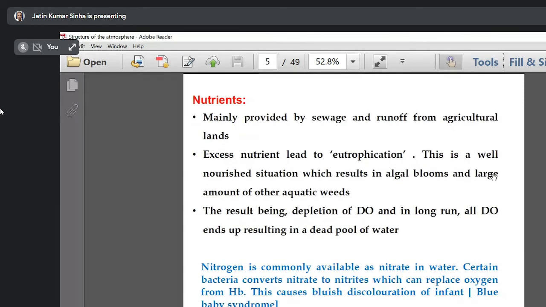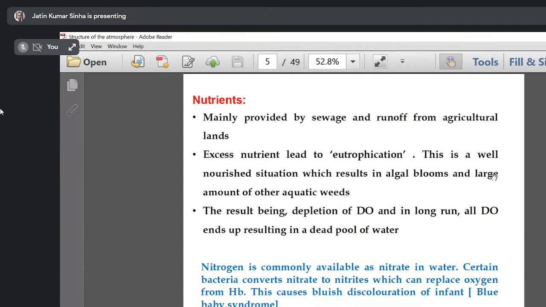Nutrients are mainly provided by sewage and the runoff from agricultural lands. Excess nutrients lead to eutrophication. Eutrophication is basically when the water is covered by weed and algal blooms, which block the diffusion of aerial oxygen into the water. Due to this, there is a depletion of oxygen level in these water bodies, which ultimately leads to a problem for the aquatic animals as well as aquatic plants.